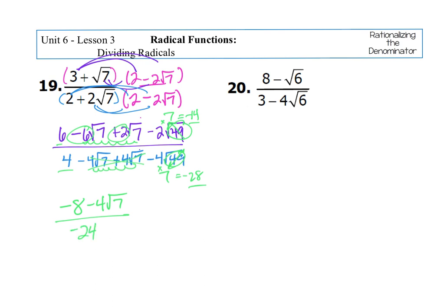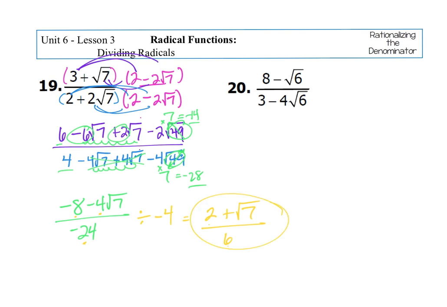Now to simplify this, we need a number that goes into negative 8, negative 4, and negative 24. And that will be negative 4 because we don't want to leave that negative in the denominator. So negative 8 divided by negative 4 is positive 2. And then negative 4 divided by negative 4 is positive 1, square root 7. And negative 24 divided by negative 4 is positive 6. And this is fully simplified.